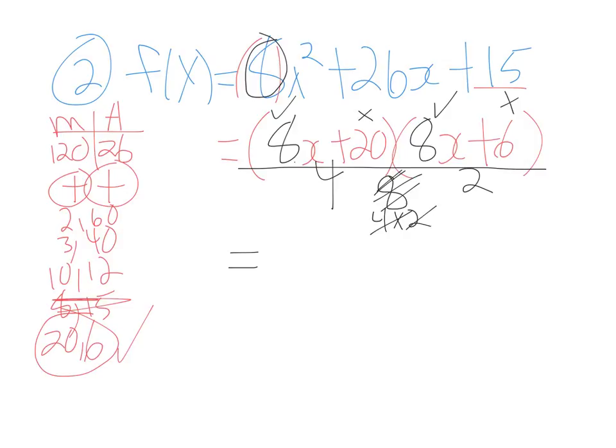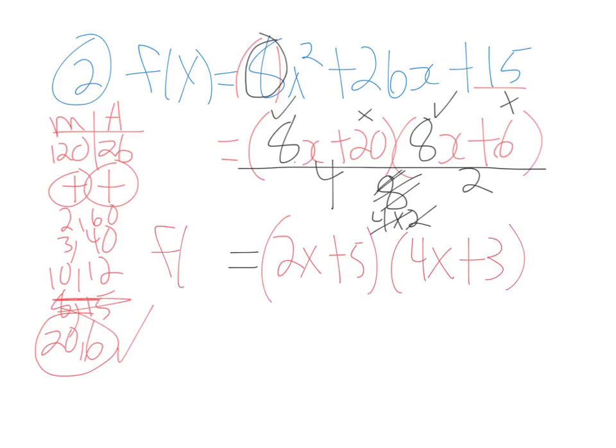So now I just divide it out. 4 goes into 8, 4 goes into 20. So it's going to be 2x plus 5 in the first bracket. Then I check the second one. 2 goes into 8x, 4x times. 2 goes into 6, 3 times. So 4x plus 3. And that's f of x. Okay, so that's fully factored.